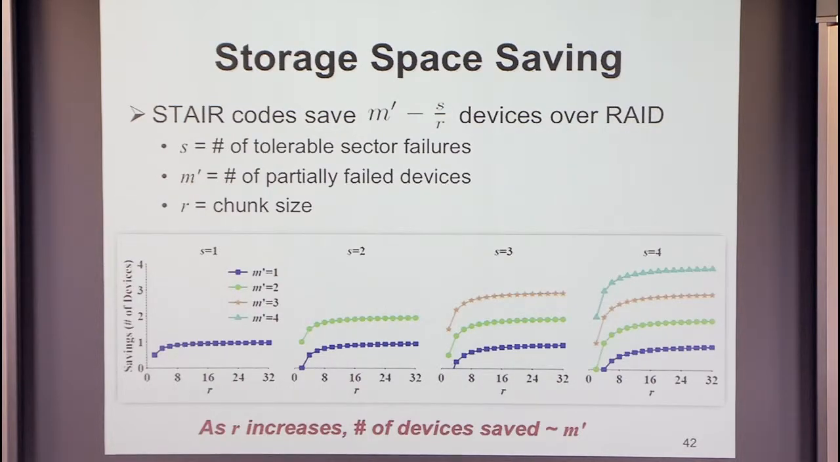So we do some evaluation. The first evaluation is we look at the space saving, and the x-axis is different R, the number of rows per stripe, and we take from 0 to 32, and the y-axis is the number of devices that you store. Basically, if the rows is large, you just use a small number of parity setters instead of the whole device, so it will approach M prime as R increases. So that's intuitive. That one is compared to the traditional rate.